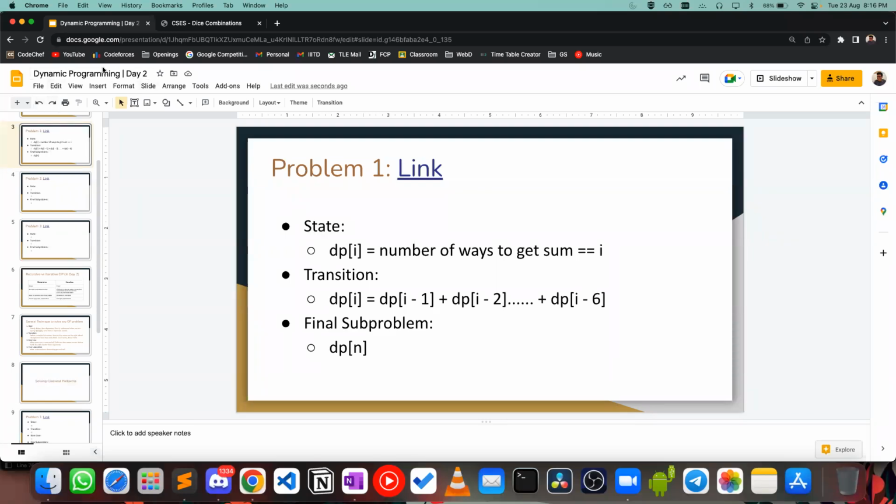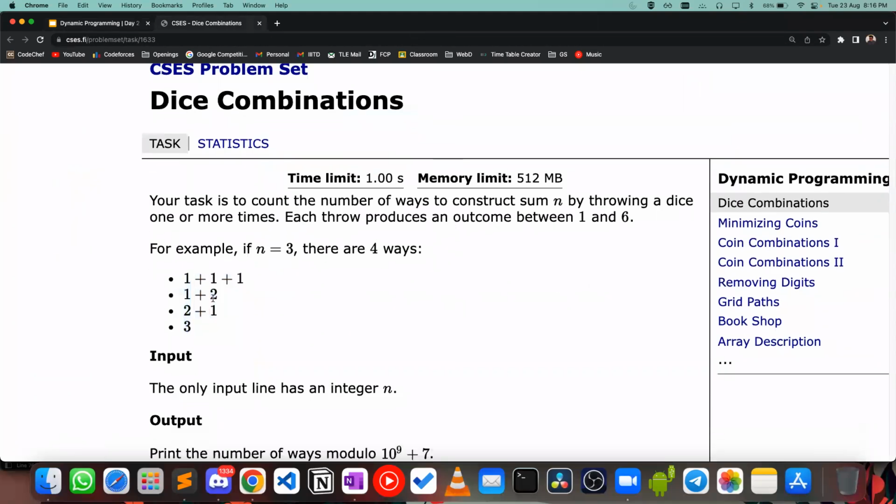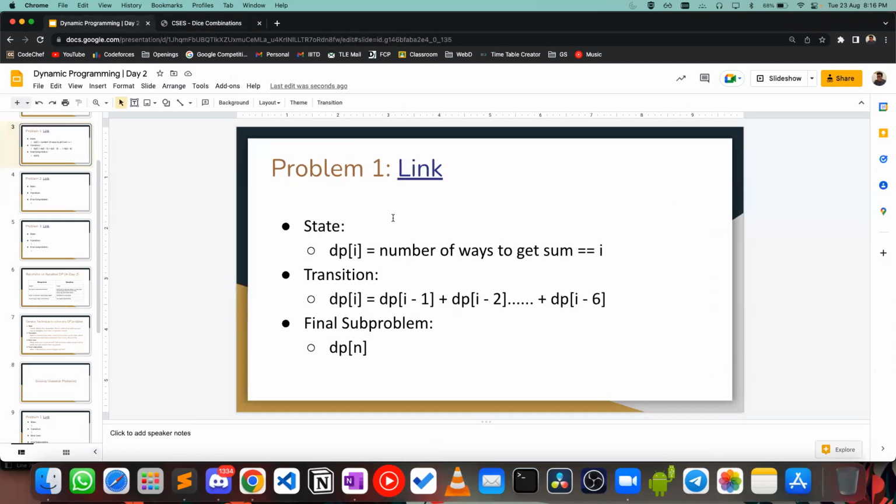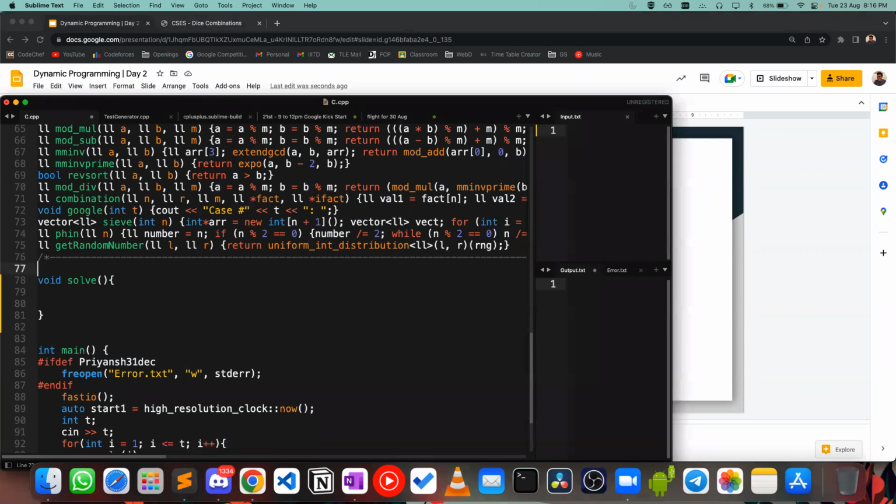Okay, you couldn't get around double counting. So if you look at this problem, we're not concerned about double counting. Like 1 plus 2 and 2 plus 1 are the same thing. So you didn't have to care about double counting. Okay, so before we move to the next problem, let's try to quickly code it up.